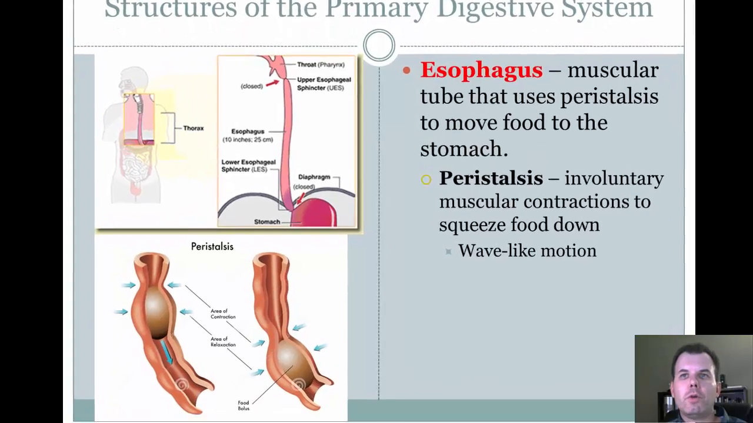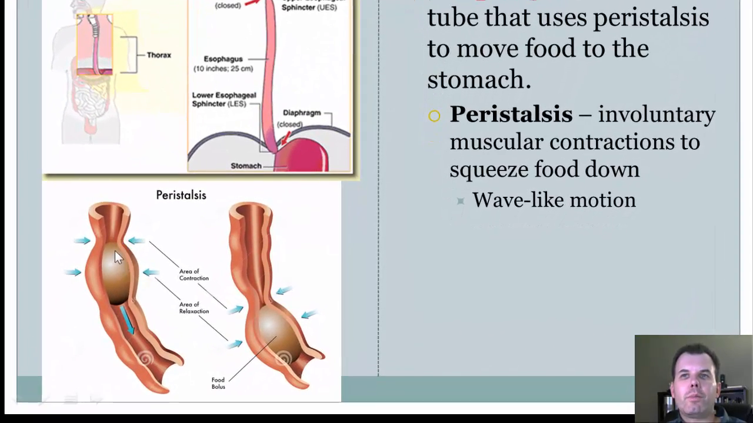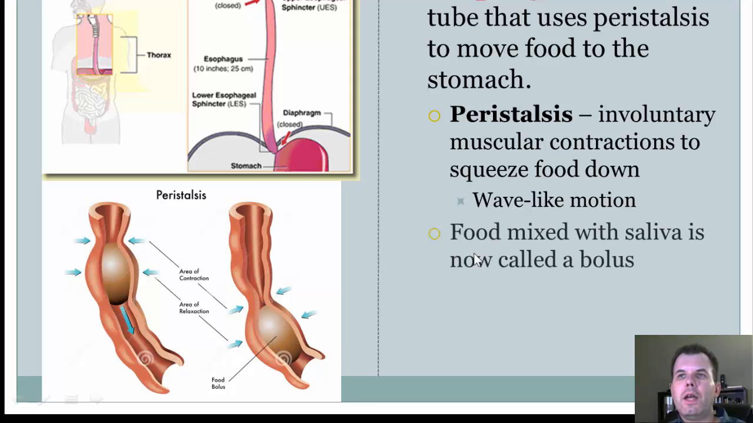It's a wave-like motion. So what you can see is you get this area of constriction, and it breaks down where the area of relaxation, as it moves down, it keeps squeezing, keeps squeezing, keeps squeezing, and finally the food makes it down to the stomach. Now, the food mixed with saliva is now no longer called food, but it's now known as the bolus, and the bolus works its way down until it reaches the stomach.